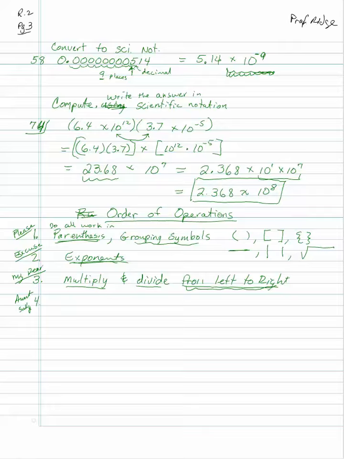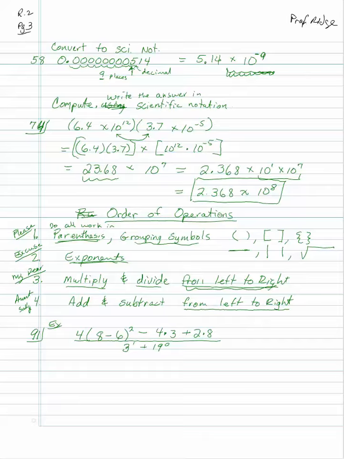Once all that's done, then you go to Aunt Sally, you do add and subtract. And the same argument that I just made applies: add and subtract are on the same level. So the tiebreaker is from left to right. And again, if it's all addition, then we don't have to worry about the order. But if you have a mixture of add and subtract, we have to do it from left to right.